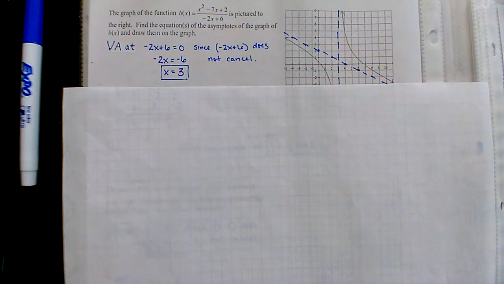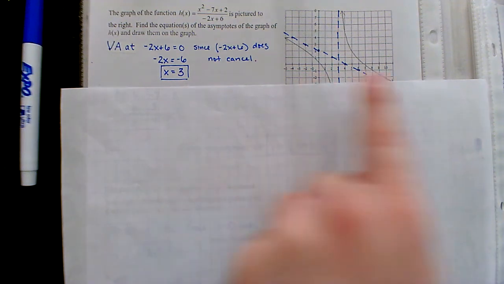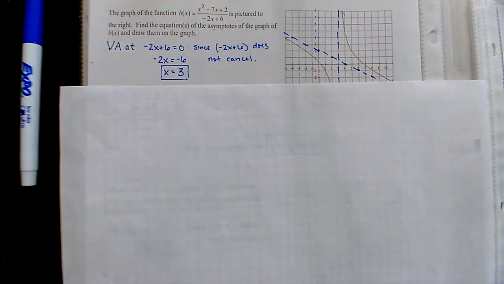If you were actually graphing that problem and you couldn't factor it, you would then use the quadratic formula to find your zeros because you would need to figure out where it crosses. But if they already graphed it for you, you don't have to find the zeros. We're just worried about the asymptotes here.